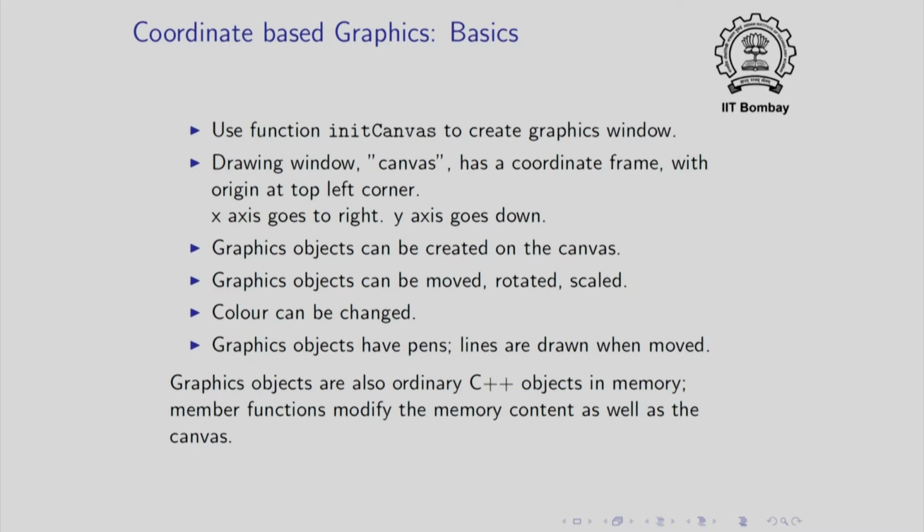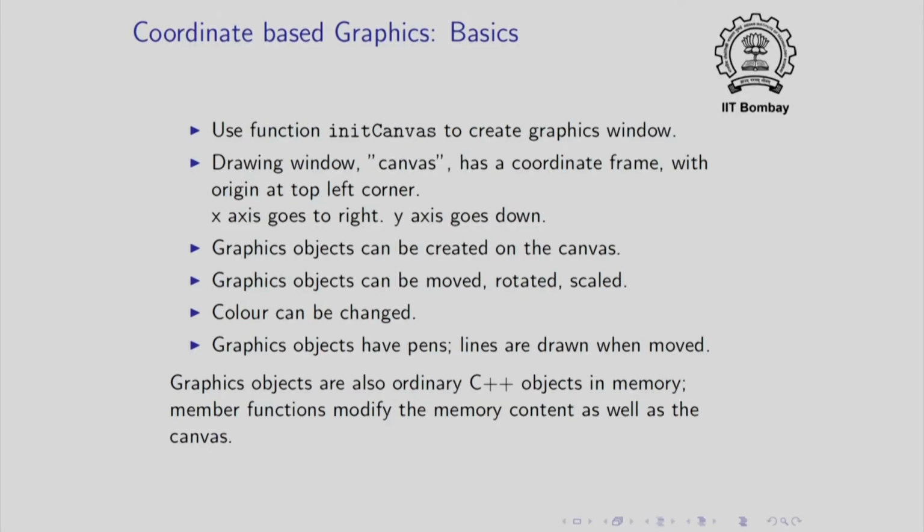Graphics objects happen to be ordinary C++ objects in memory. But in addition to being objects in memory, they are also accompanied by their representation on the canvas. So now to modify the representation or to modify the image on the canvas, you simply have to call member functions. And in fact, to create graphics objects, you also have to just construct the corresponding C++ objects, and the constructor calls can be used to decide the initial appearance of the graphics object.